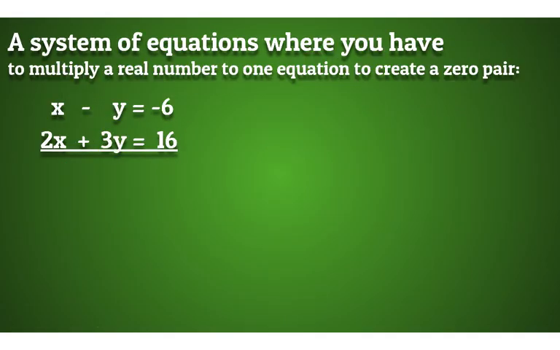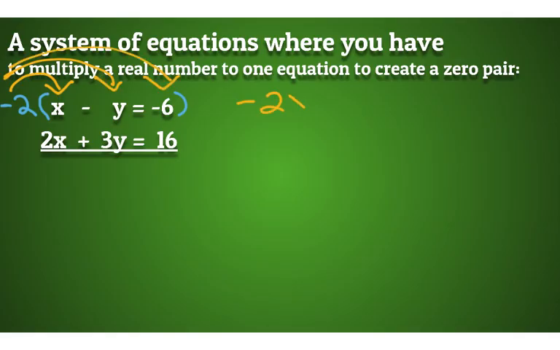The system we're going to talk about, for elimination, is where you're not given a zero pair and you're not even given a coefficient that is easy to create that zero pair. So in order to create that zero pair, you're going to have to multiply the entire equation, or one of the entire equations, by a real number. In this case, we're going to do -2 because that's going to create that zero pair. So let's go ahead and do the distributive property to the top equation with -2.